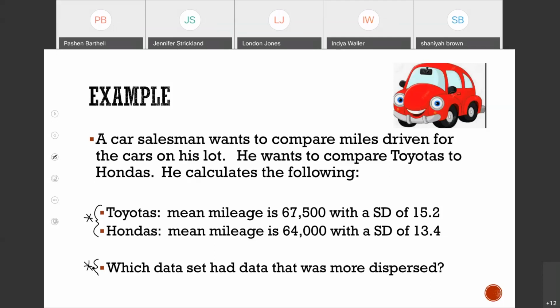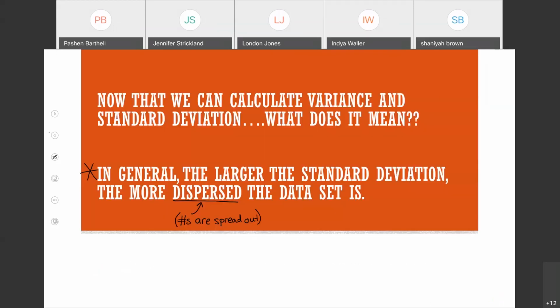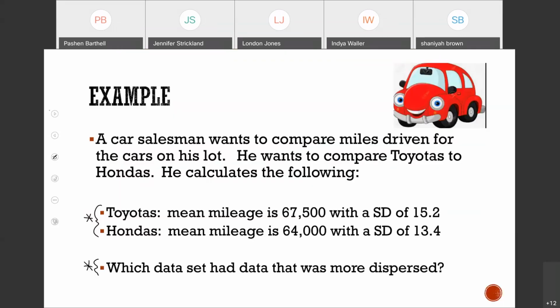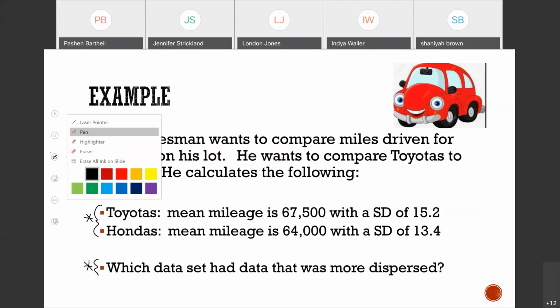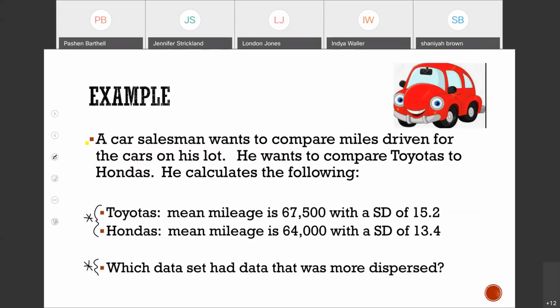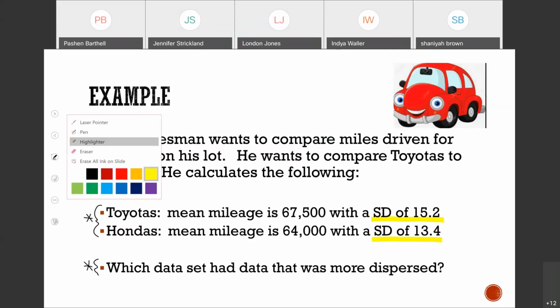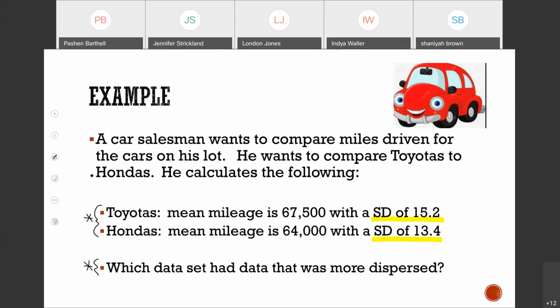Okay, so if you remember your rule, we'll flip back there for just a second. We said that the bigger the standard deviation is, the more spread out the data set is. So if this question is asking me which data set is more spread out, the only thing that I need to look at is to compare the two standard deviations. And so which data set had data that was more spread out? You would say which one? The Toyotas. You're right. It's a larger number, yeah.